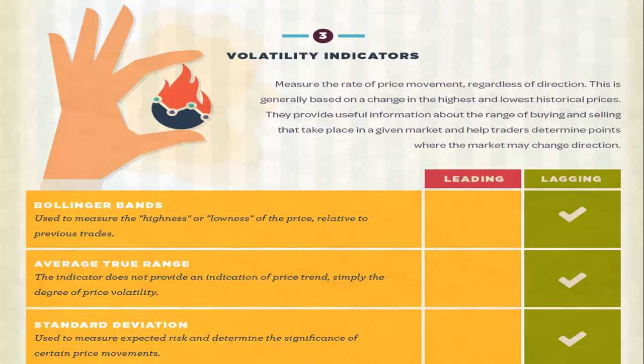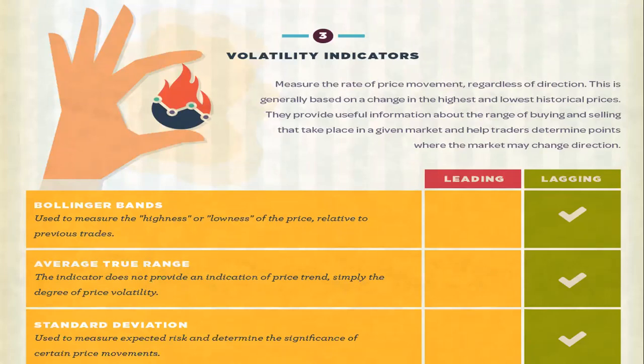So second on the table, we have average true range. The indicator does not provide an indication of price trend, simply the degree of price volatility. So what average true range does is simply give the degree of price volatility. And it's a lagging indicator. Please take note.